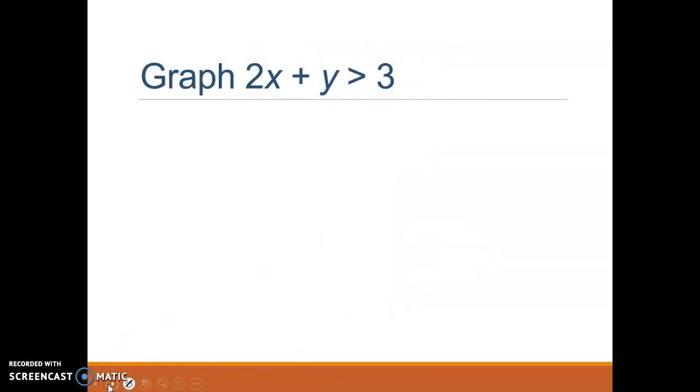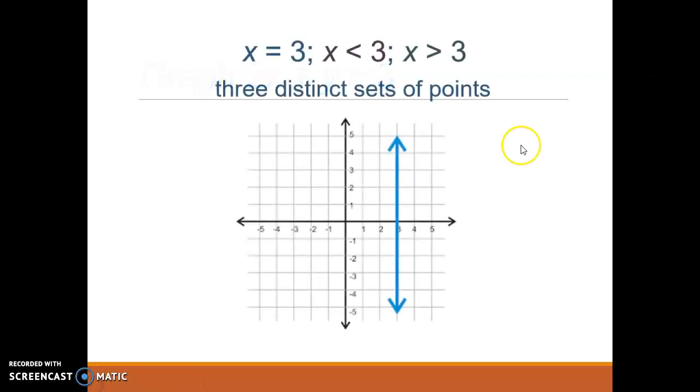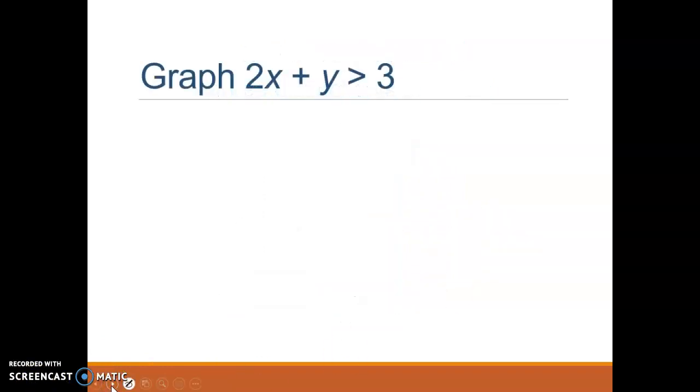When we are graphing inequalities, we have to consider those 3 sets of points. With linear equations, we are only concerned about the points on the line. With inequalities, we're concerned about the points to the left or to the right of the line as well. So let's see how we would graph 2x plus y is greater than 3.